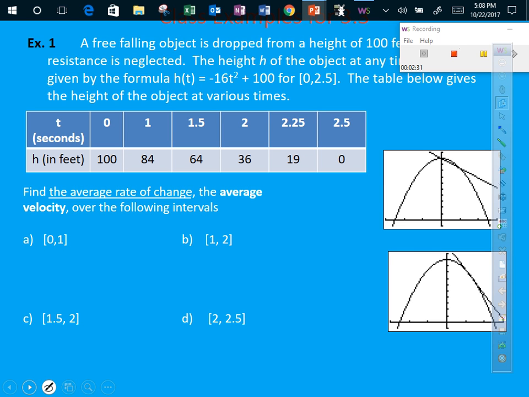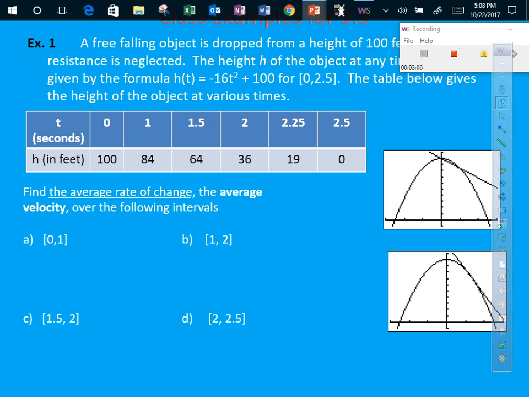It says a free-falling object is dropped from a height of 100 feet and air resistance is neglected. The height h of the object at any time t can be given by the formula negative 16t squared plus 100. You might recognize from your Algebra 2 days, that's Newton's law. The table below shows the height of the object at various times. So at time 0 it was at 100 feet. At time 1 second later it was at 84, 1.5 seconds, 64. So you kind of see how the chart works.